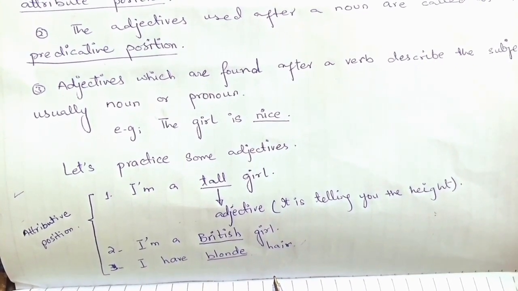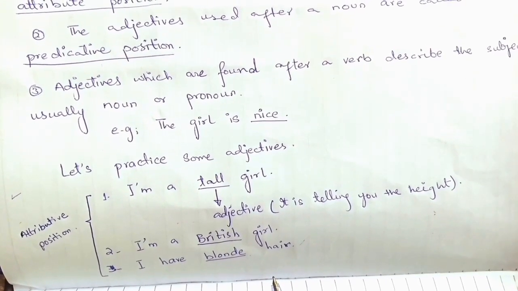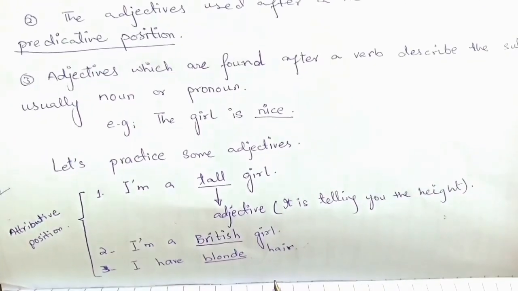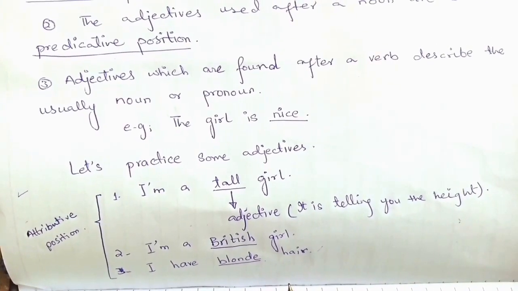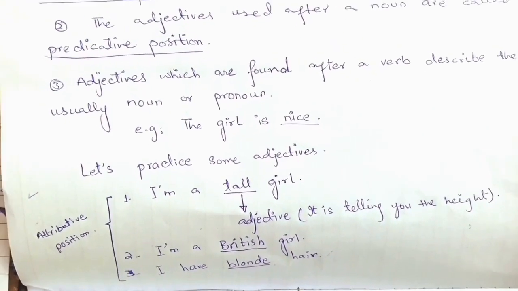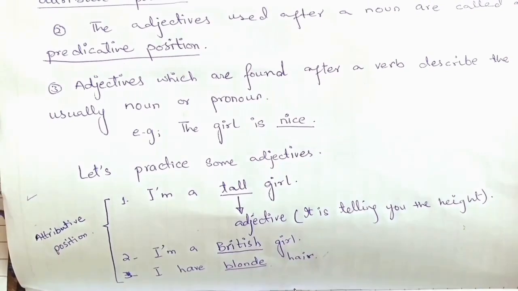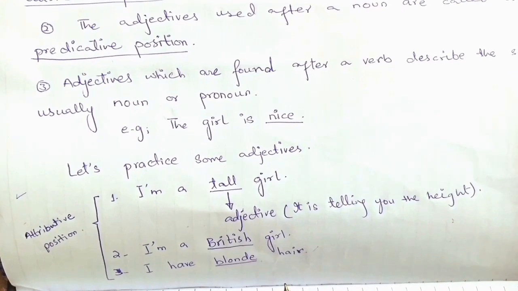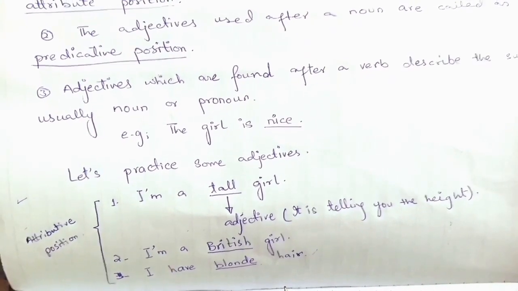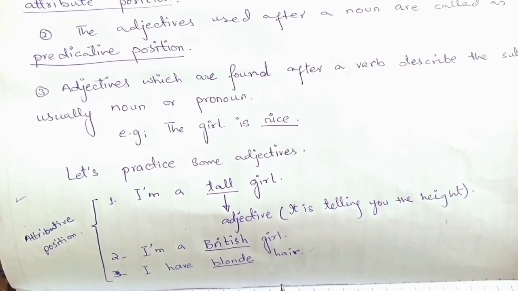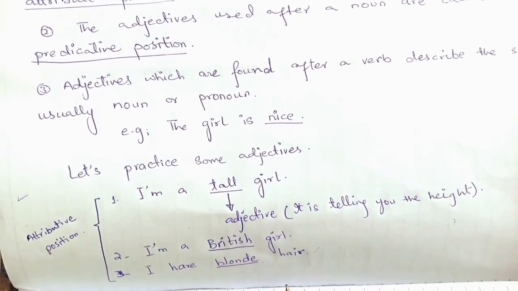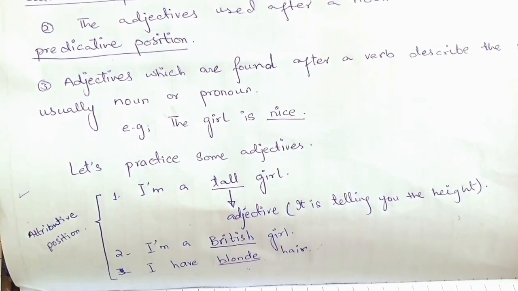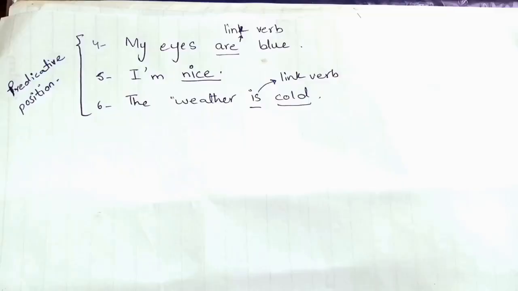Secondly, I am a British girl. In this sentence, girl is the noun, whereas British is the identity of the girl. British is an adjective and is present before a noun, girl. So this is an attributive position. Number three, I have blonde hair. Hair is a noun and blonde is the color of the hair. So over here, the adjective is again present before a noun. So this is an attributive position.